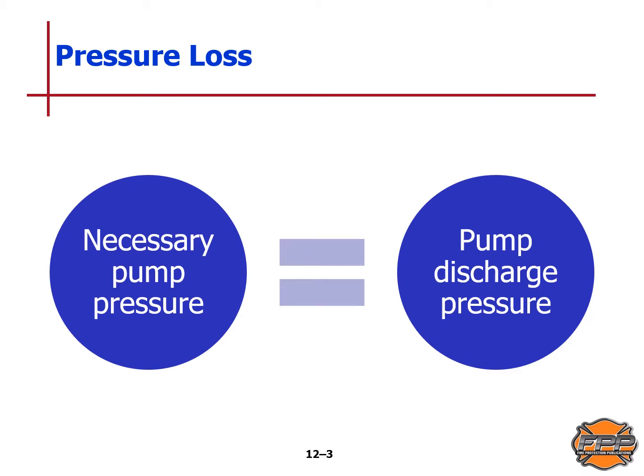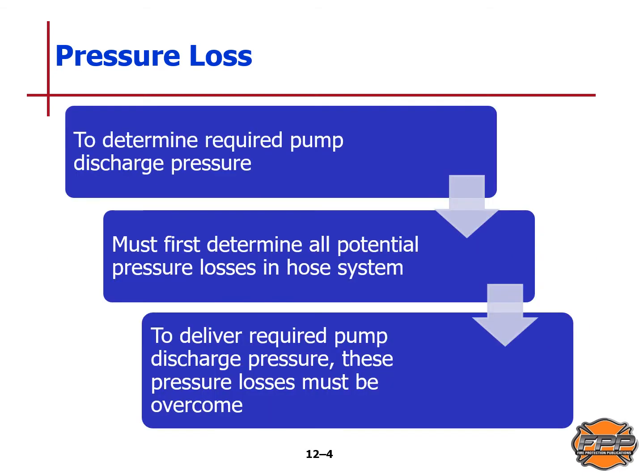Pressure loss means necessary pump pressure equals pump discharge pressure. To determine the required pump discharge pressure, you must first determine all potential pressure losses in the hose system. To deliver required pump discharge pressure, these pressure losses must be overcome.